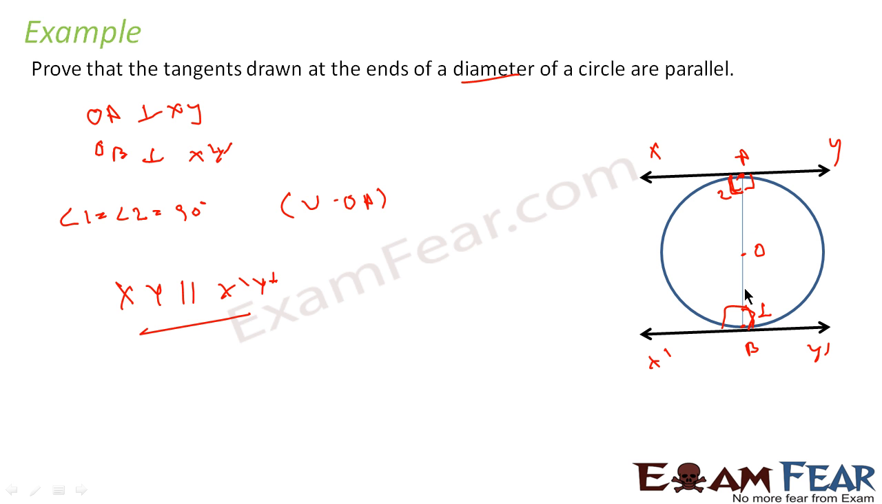Angle 1 is equal to angle 2, and they are equal by vertical opposite angles also. Since they are vertical opposite angles, we can say that xy is parallel to x dash y dash. Very simple. We just found the angle and proved that they are parallel.